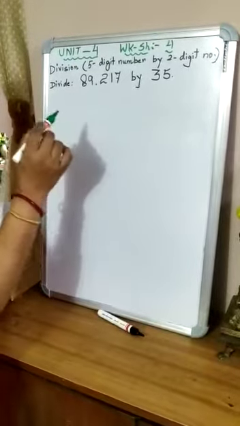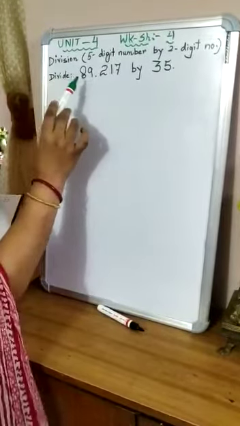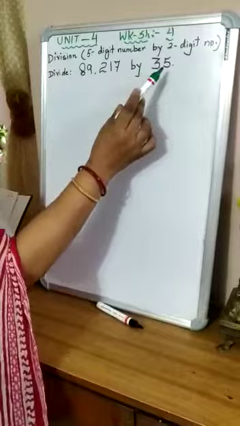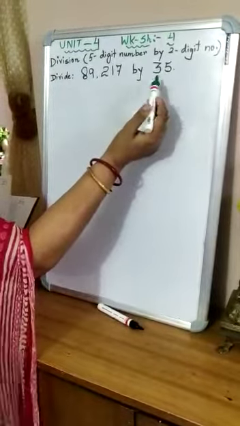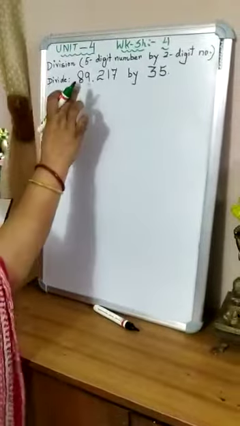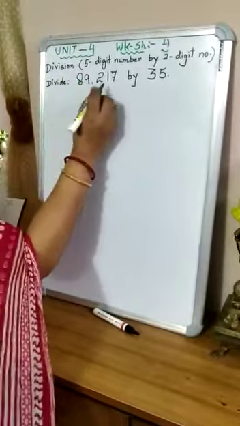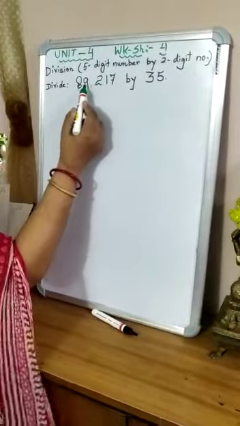So today I am going to deal with the division of a 5-digit number by a 2-digit number. Here the divisor is a 2-digit number. See, 2 digits are there in 35. So let us first arrange this dividend in a place value chart. How many places are there in this number? 1, 2, 3, 4, 5.